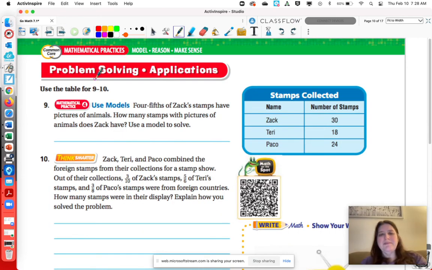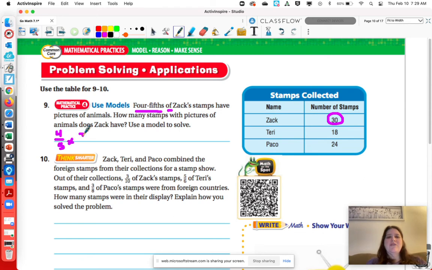Let's take a look at the next one. Number 9. 4/5 of Zach's, so there's my multiplication symbol, have pictures of animals. How many stamps with pictures of animals does Zach have? Use the model to solve. So we look over here, he has 30. So it's 4/5 of 30. So I want you to use that trick to be able to solve that problem on your own. So you'll divide by the bottom, multiply by the top.